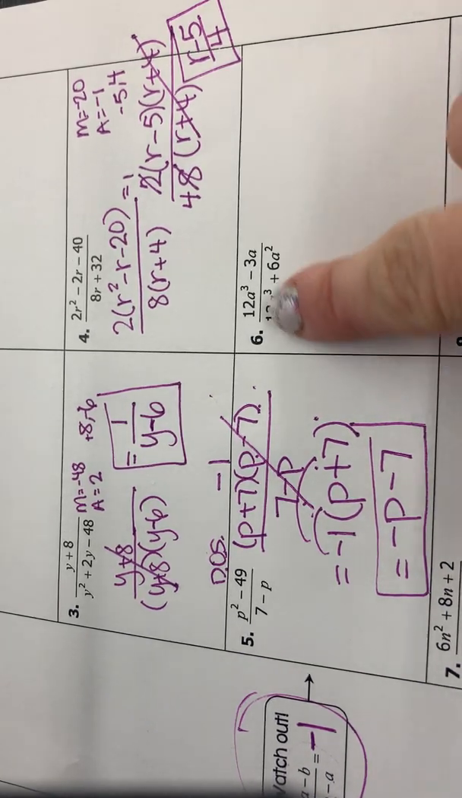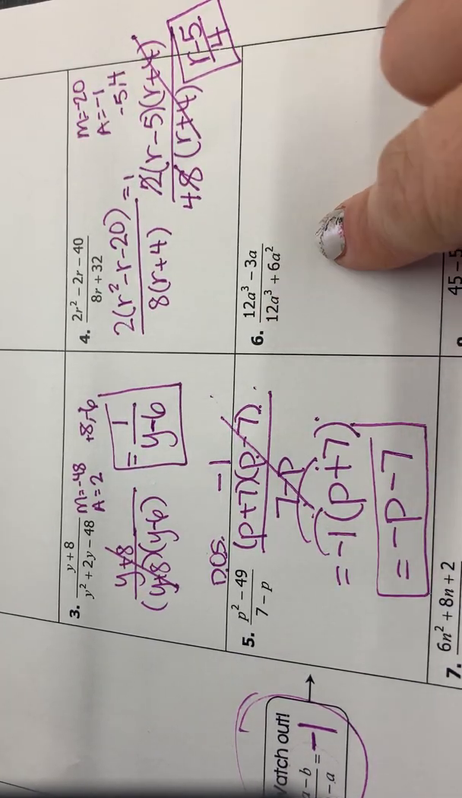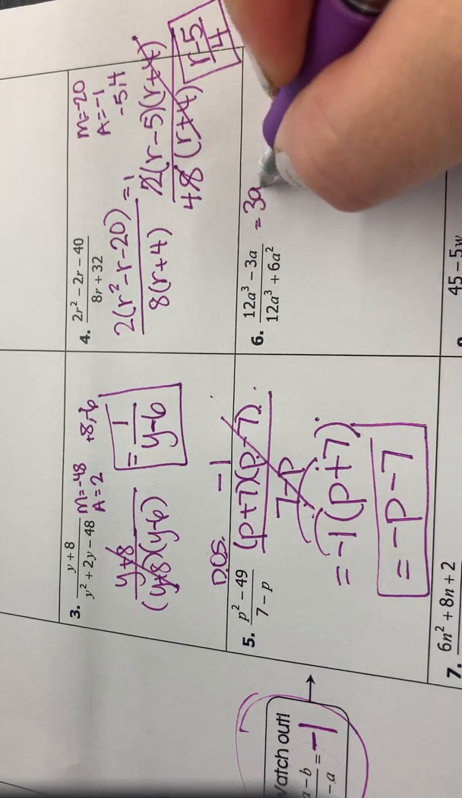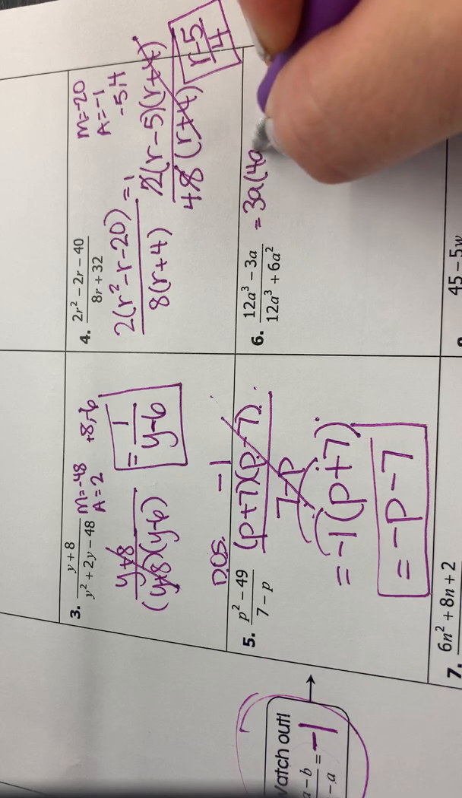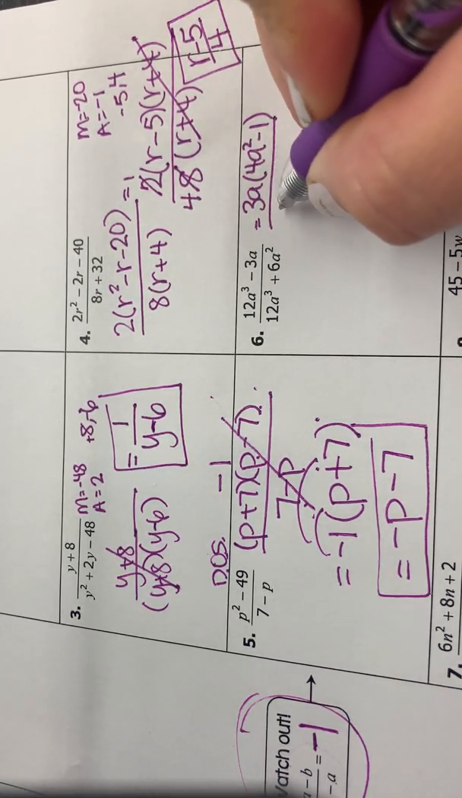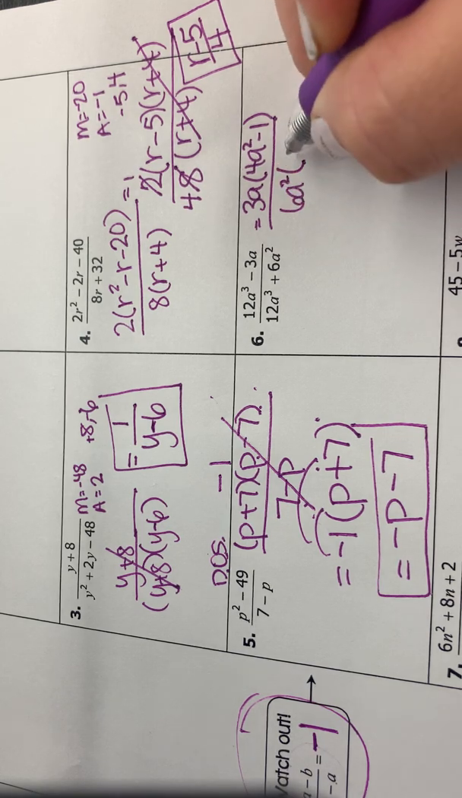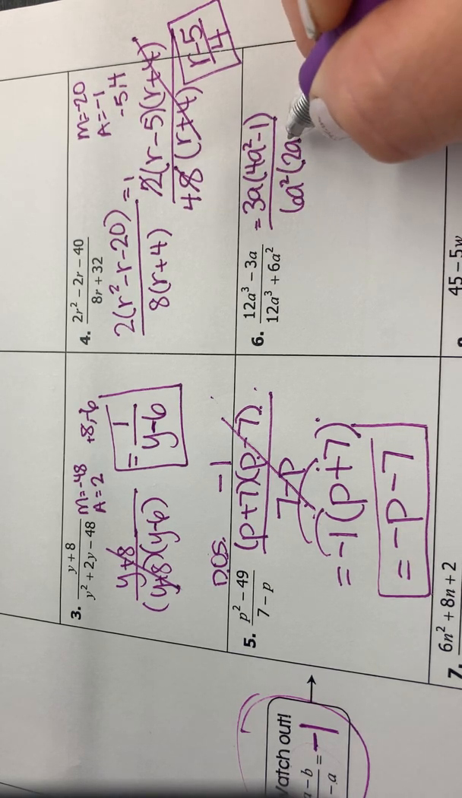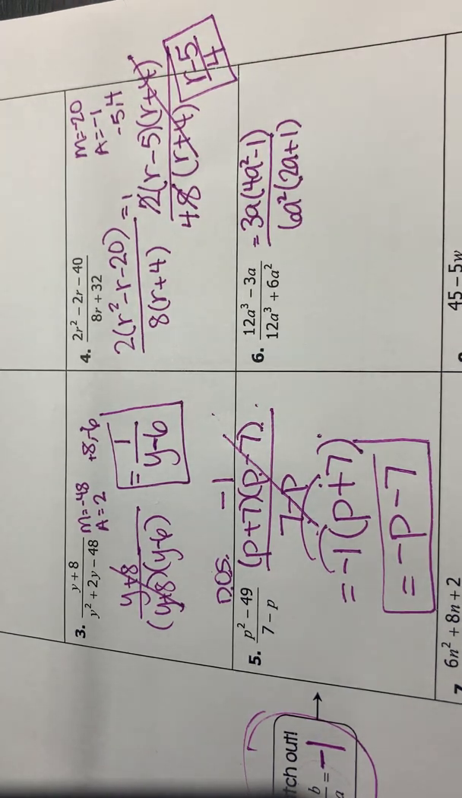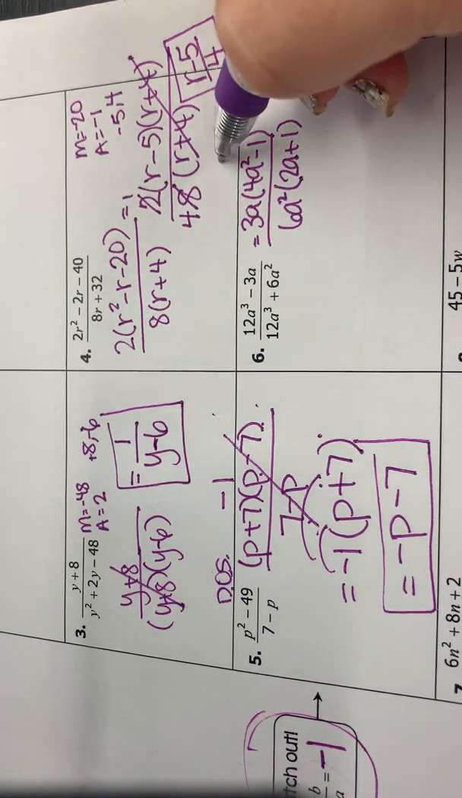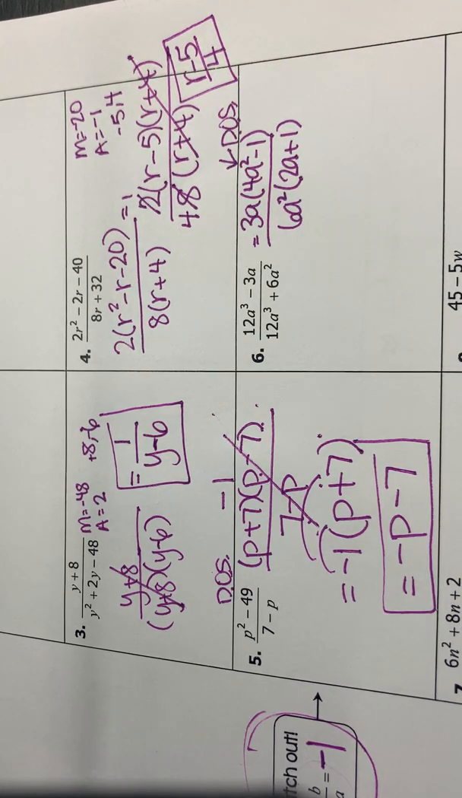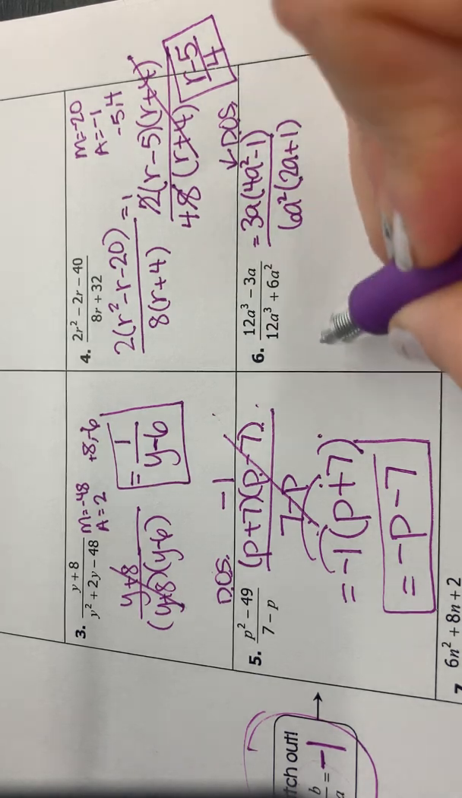All right, number 6, it's not a trinomial. Looks like we have some GCFs on that. We could pull out a 3a. So I'd have 4a squared minus 1. And then on the bottom, I could pull out 6a squared and have 2a plus 1. Now notice nothing really matches up. Right here, that is a difference of squares. Okay, so we can factor it a little bit more.